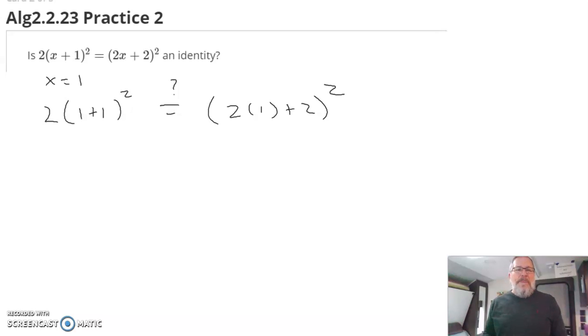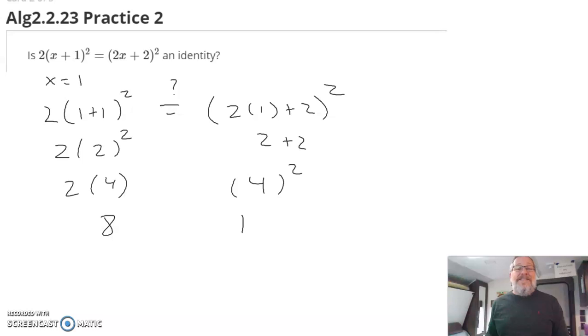Okay, so let's see. On the left-hand side, order of operations, people, PEMDAS. Got to keep it clear. You ready? The inside first. Technically, when you say parentheses, it means inside the parentheses, but we don't say PEMDAS. I don't know why. So now it's 2 squared. Exponents first. And we have 8. Over here on the left, 2 times 1 is 2. Inside the parentheses gives us 4. 4 squared is not 8, it's 16. So right off the bat, I do not believe this is equal.